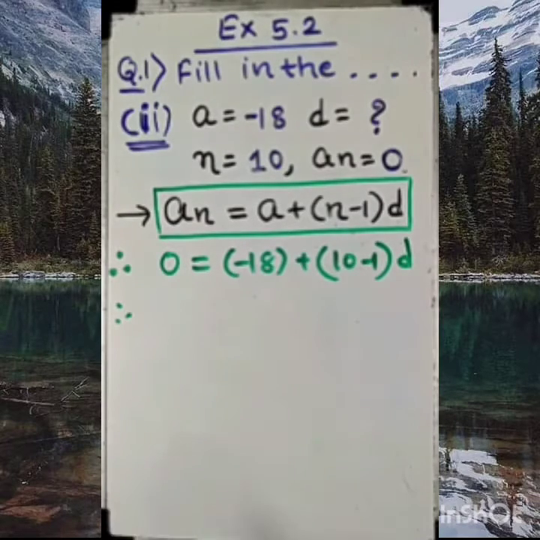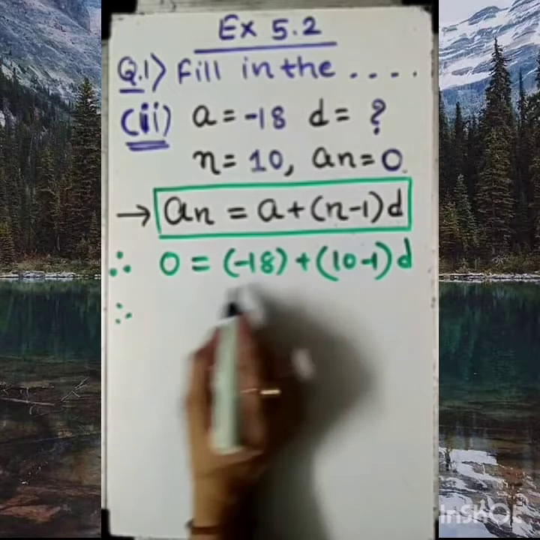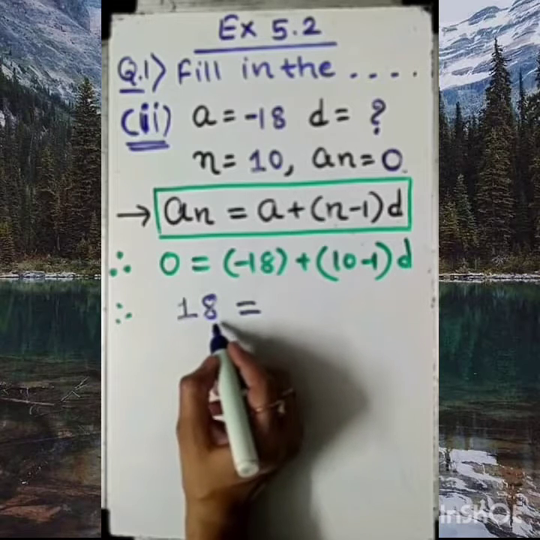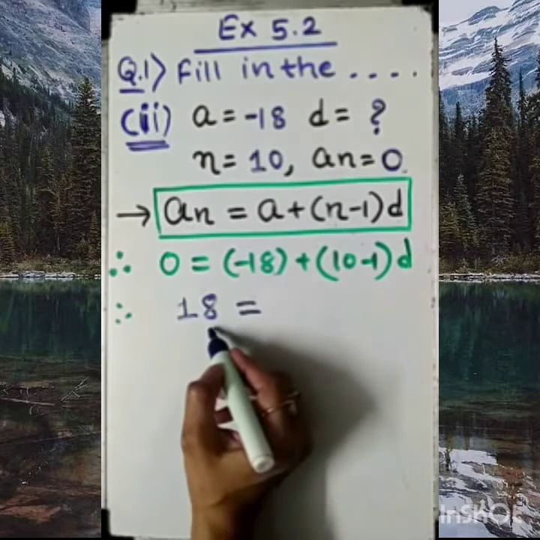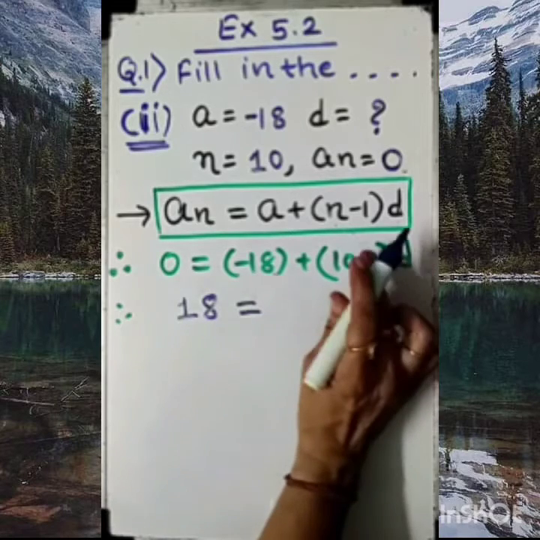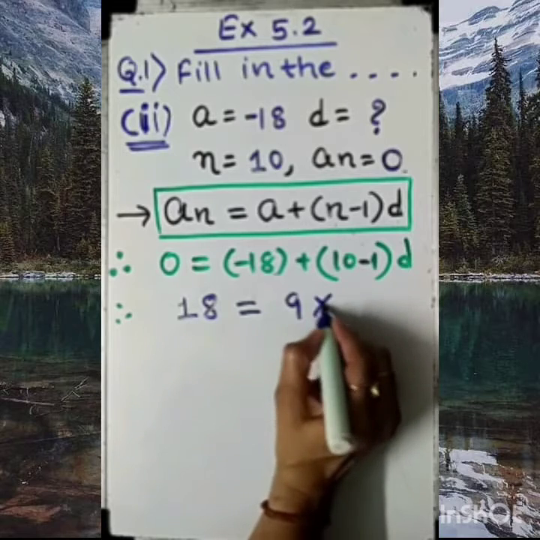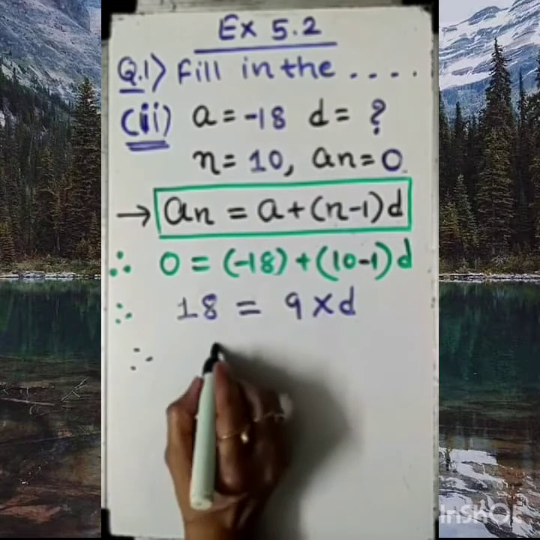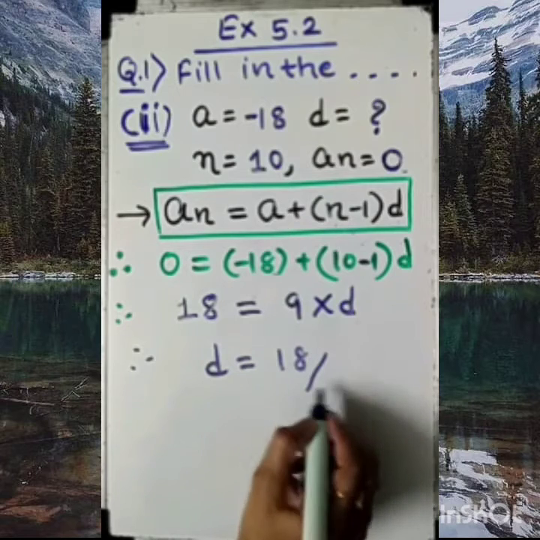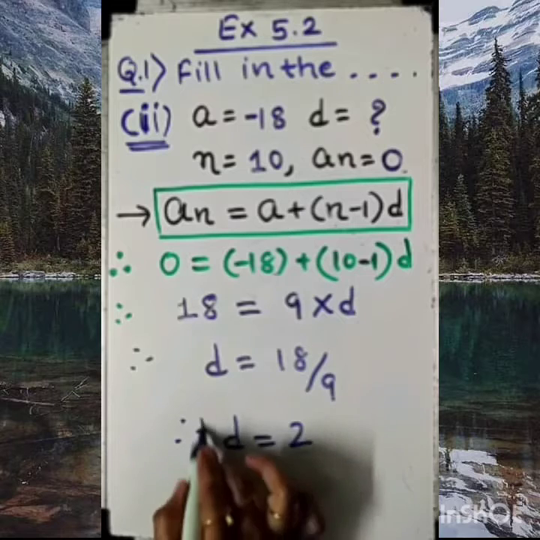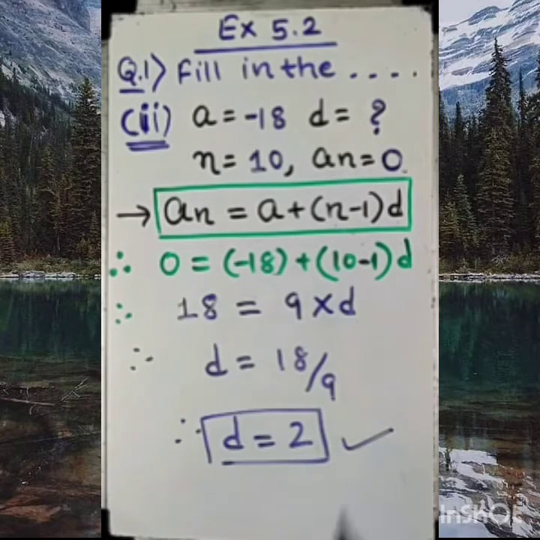So next step I need to write here. This is minus 18. I am bringing it to this side, so it will become plus 18. So here this is shifted to this side. And as you know, 10 minus 1 is 9, into D. So let me make D the subject. It will be 18 divided by 9. So the difference D is 2. We know 9 2s are 18. So the answer for the second part is 2. Clear to you?